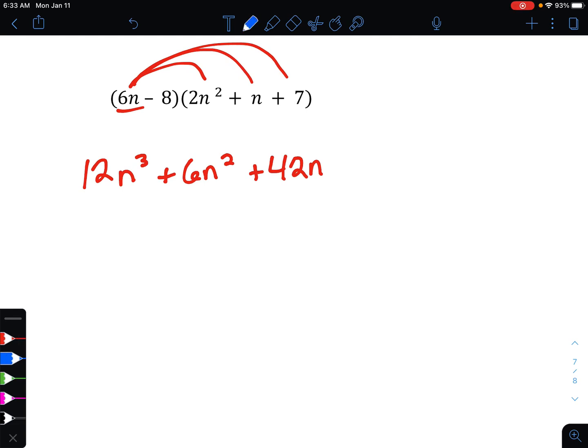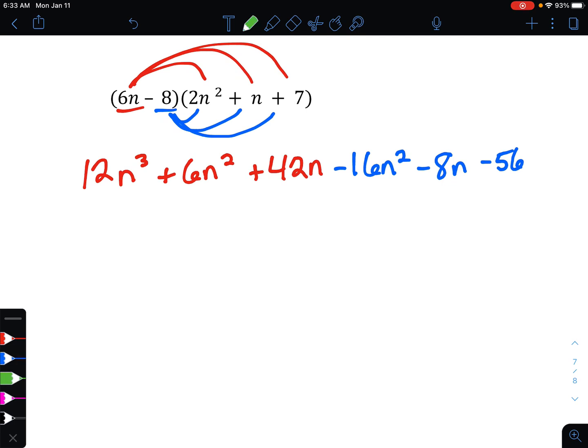And then we'll do the exact same thing with our minus 8. So minus 8 multiplied by 2n squared is a minus 16n squared. Negative 8 multiplied by n is negative 8n. And negative 8 multiplied by 7 is minus 56.